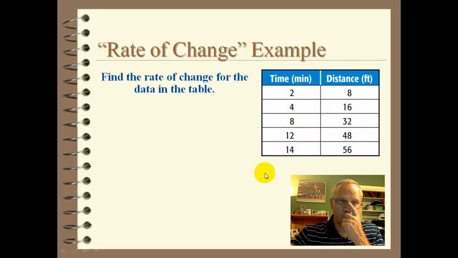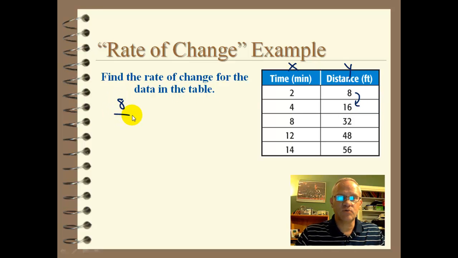All right, let's look at an example. First of all, we've got a table here with some data, and the time in this column, these are all the x's. In the distance column, these are the y's. So we're going to figure out how much the y's changed compared to the x's. Let's start with the y's. How much did it change when we went from 8 to 16? It went up by 8, right? So 8 is how much the y's changed. We'll put that on the top of our fraction.